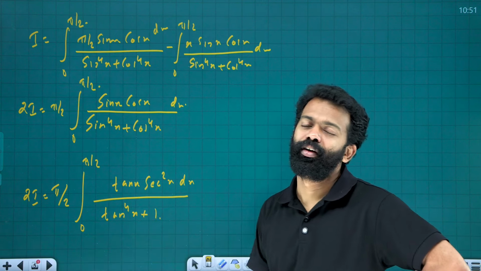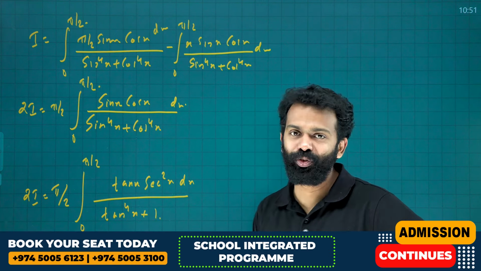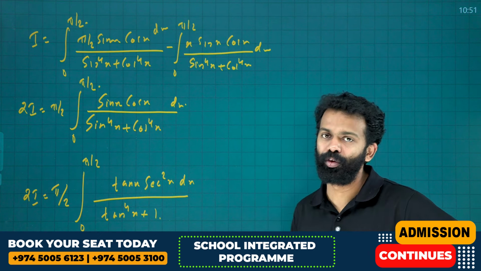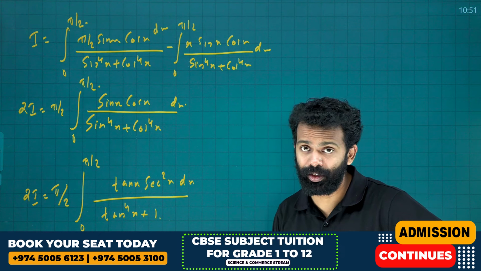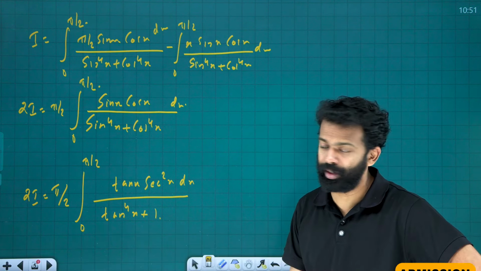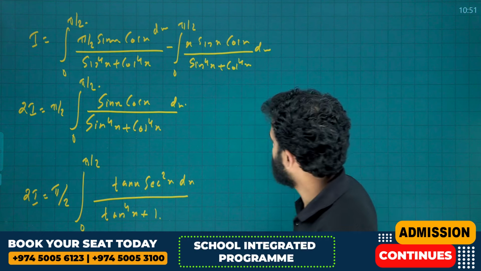So, let us do one thing. Here we have tan raised to 4x. What is the derivative of tan square x? It is 2 tan x into sec square x, right? That is here. Therefore, we can substitute it like that.